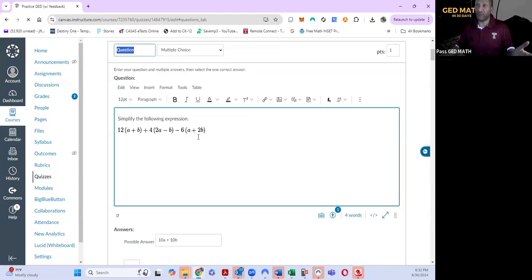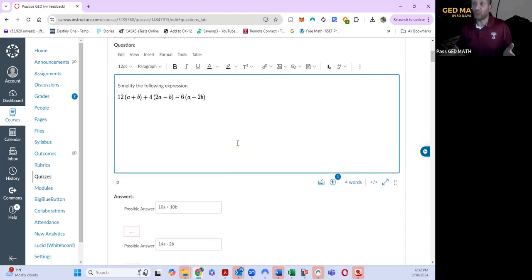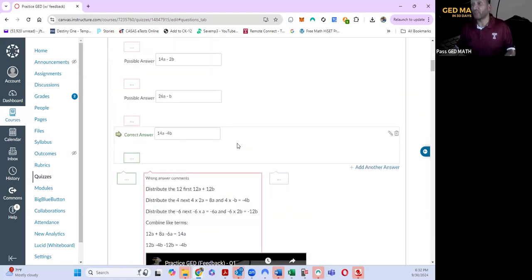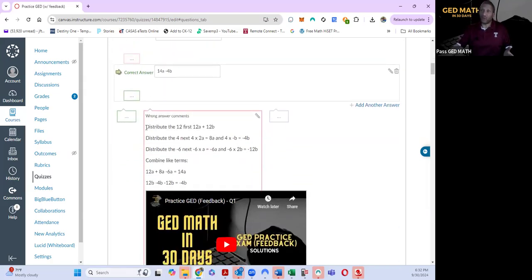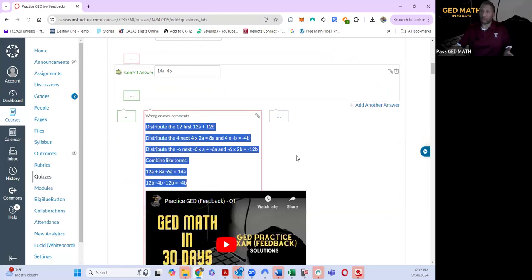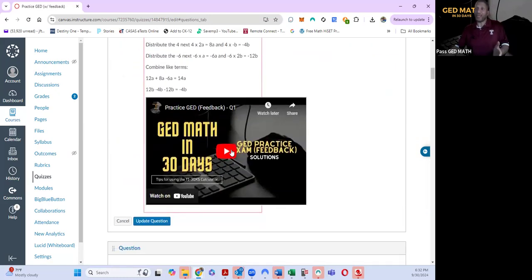It says simplify this. Well, you have to use the distributive property: 12a plus 12b plus 8a minus 4b minus 6a minus 12b. And then you have to combine like terms. Ultimately, you get your answer. So here, I show you what to do in words. But for each one, I also give you a short video on how to do it. So if you got it wrong and you make a mistake, I'm showing you how to do it.